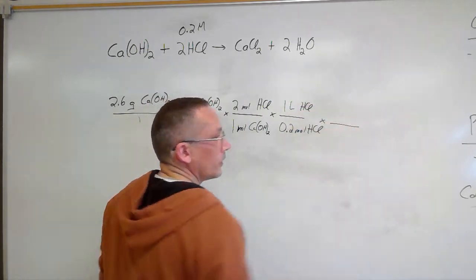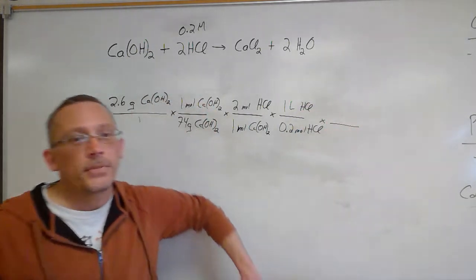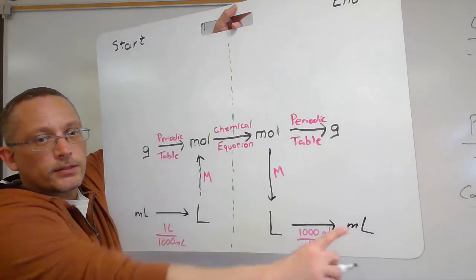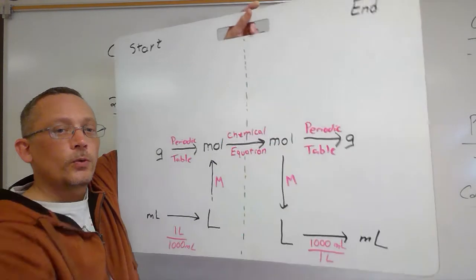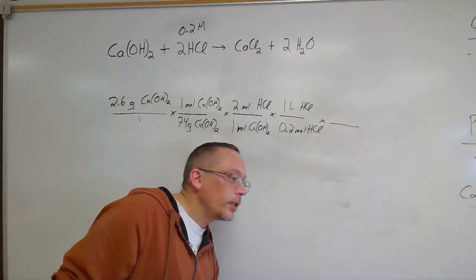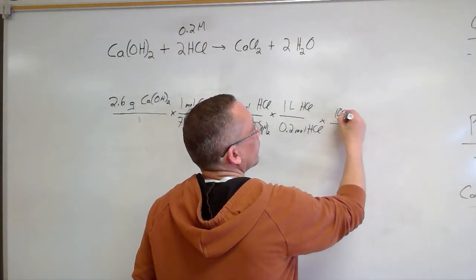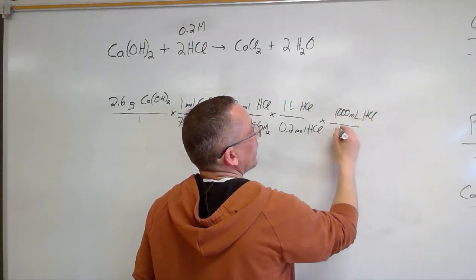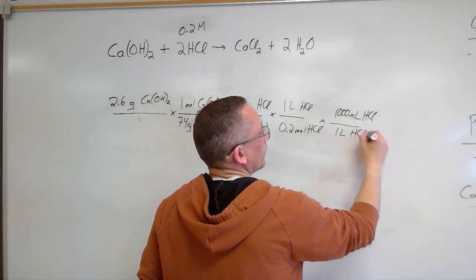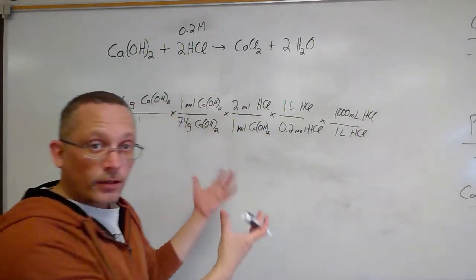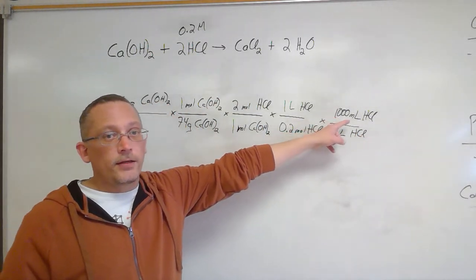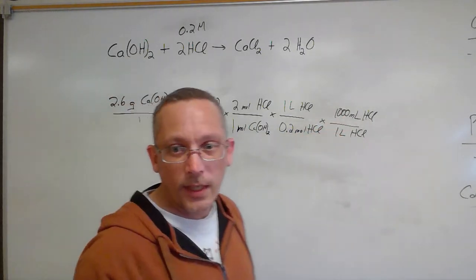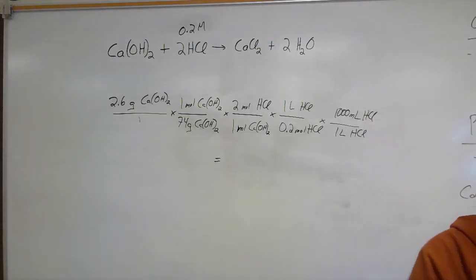And finally, the question asked me for milliliters. So I am right here at liters. To get to milliliters, I'm just going to use my conversion factor. 1,000 milliliters over 1 liter. And it's that same chemical, HCl. Okay. Now I've got it all set up. I have what the question asked me to find. I have milliliters of HCl. Let's go ahead and work it out and see what the answer is.